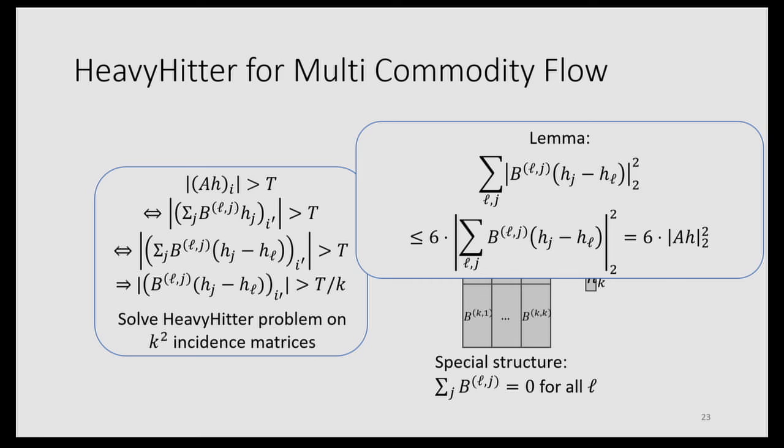But it shows that the number of entries that are going to be large is only going to increase by a constant factor. I'm not going to return too many because, if there were large entries in here, then the norm would also be large, and the norms are roughly the same. Okay, so we can split the task of HeavyHitter on multi-commodity matrices into HeavyHitter on regular incidence matrices.